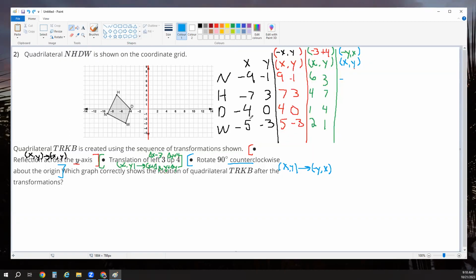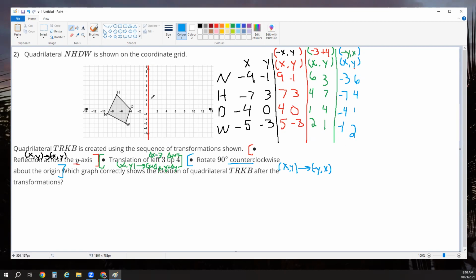-3, -7, -4, -1. Then my Y coordinates are going to be from my X, not flipping the signs. So it's going to be 6, 4, 1, and 2, and that's my final transformation.